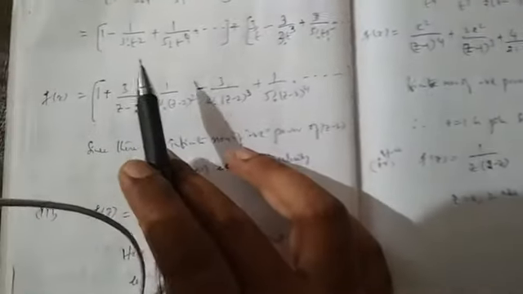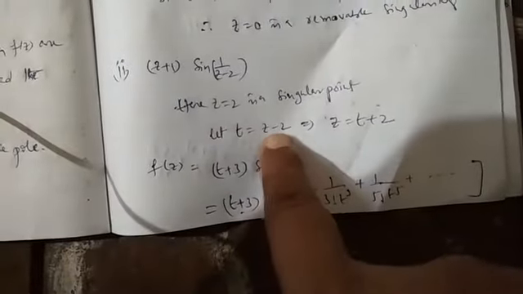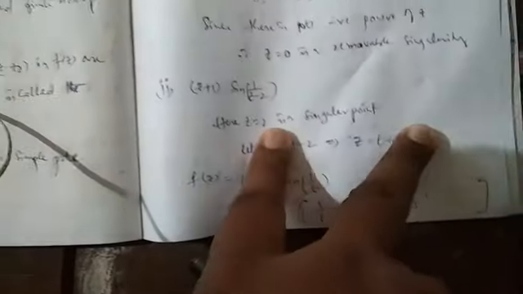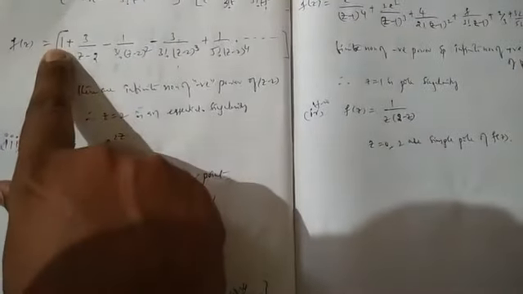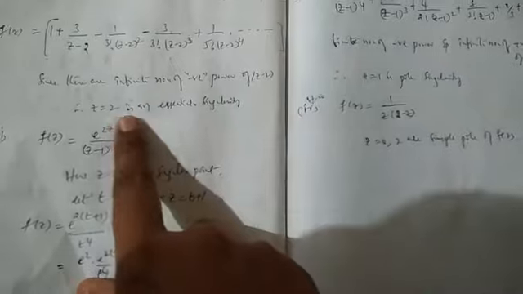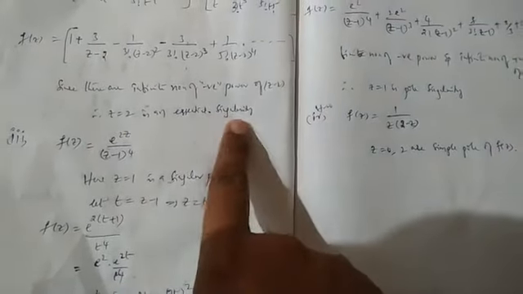Now what is the t value? Z minus 2. Previously we let z equal to t minus 2, that I substituted here. Now you are having here an infinite number of negative powers. Therefore z equal to 2 is an essential singularity.